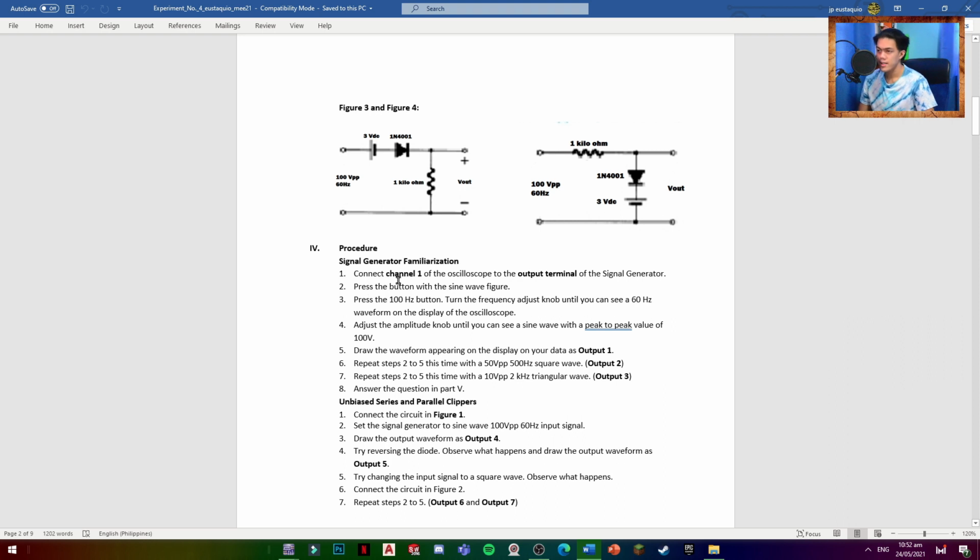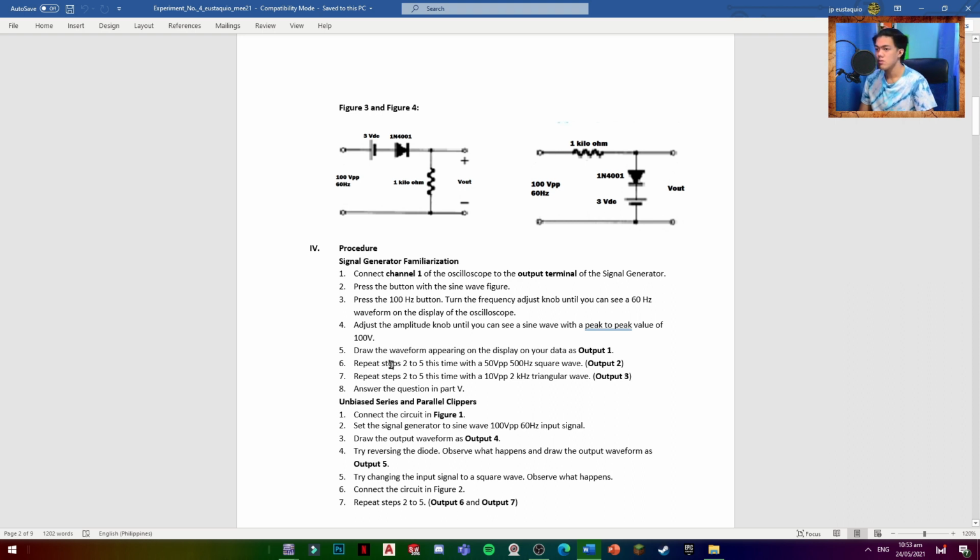First is to connect channel 1 of the oscilloscope to the output terminal of the signal generator. Second is to press the button with the sine wave figure. Third is to press the 100 Hz button, turn the frequency adjust knob until you can see a 60 Hz waveform on the display of the oscilloscope. Fourth is to adjust the amplitude knob until you can see a sine wave with a peak-to-peak value of 100 volts. Fifth is to draw the waveform appearing on the display on your data as output number 1.